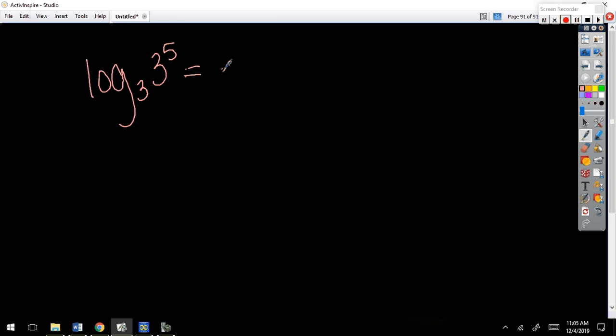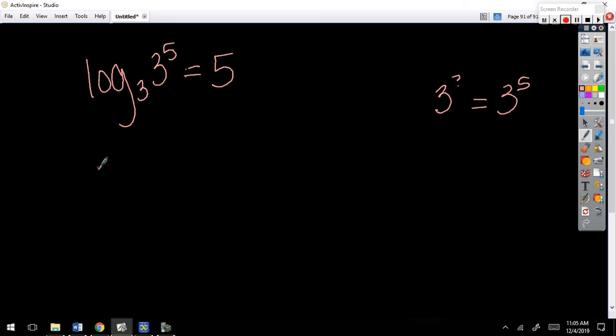Come on. What do you think this equals? It would equal 5. Think about this. If you think about it, it makes sense. 3 to the what power gives you 3 to the 5th?